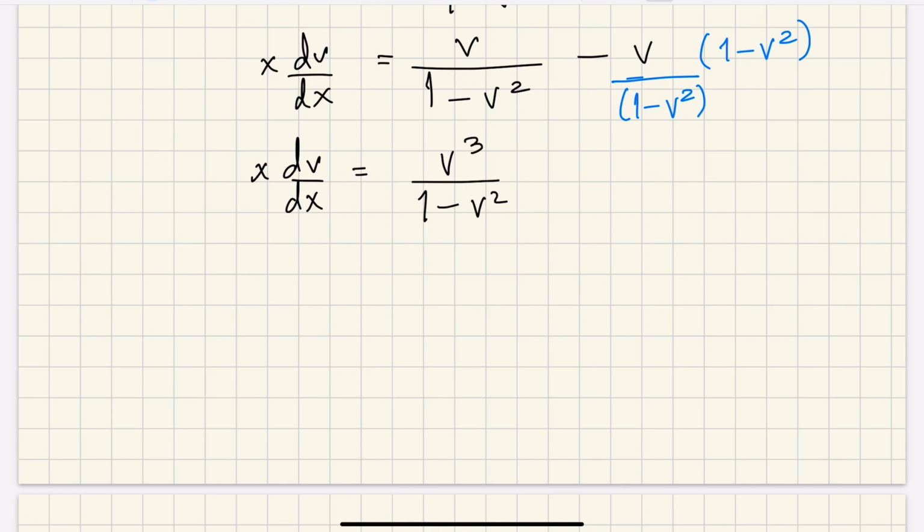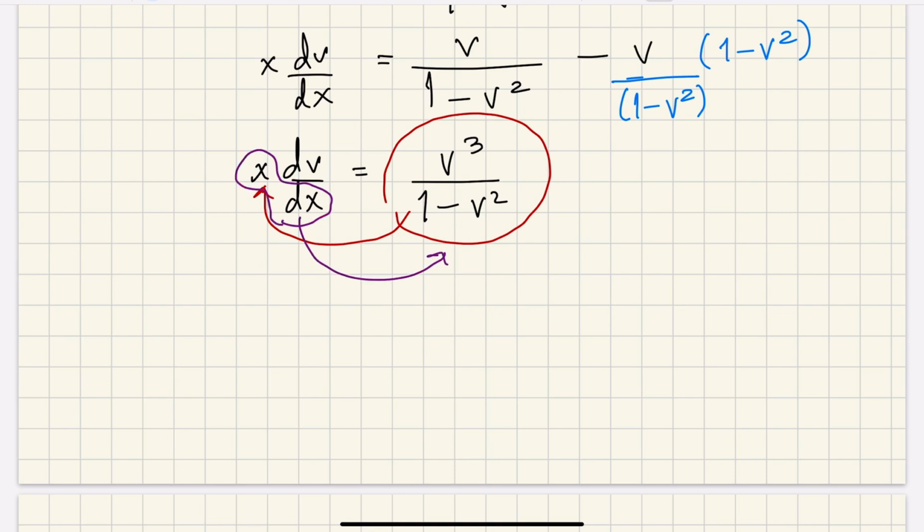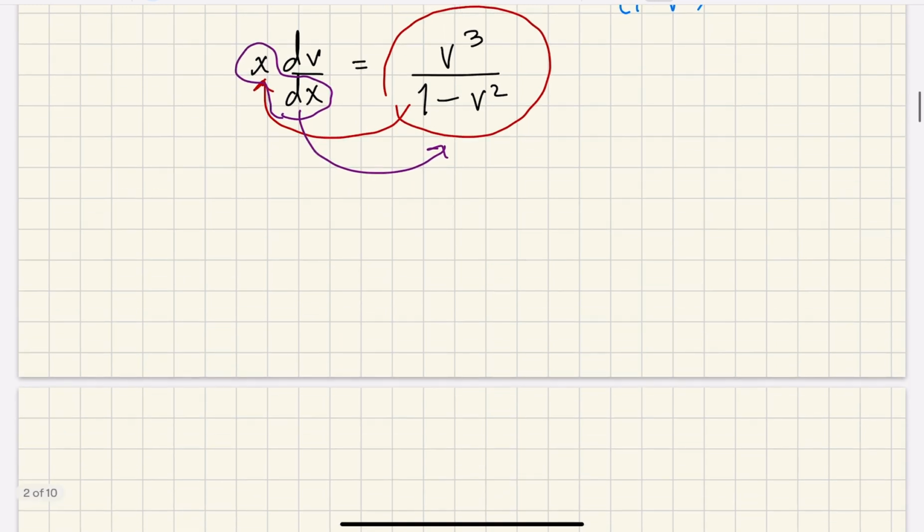Now, we are going to separate variables. This is a separable equation. You guys don't know what that is? Check out my video on separable differential equations. So all of this, I'm going to move here. And all of this, I'm going to move here. So I get is equal to 1 over x dx. You guessed it, we are going to integrate both sides.